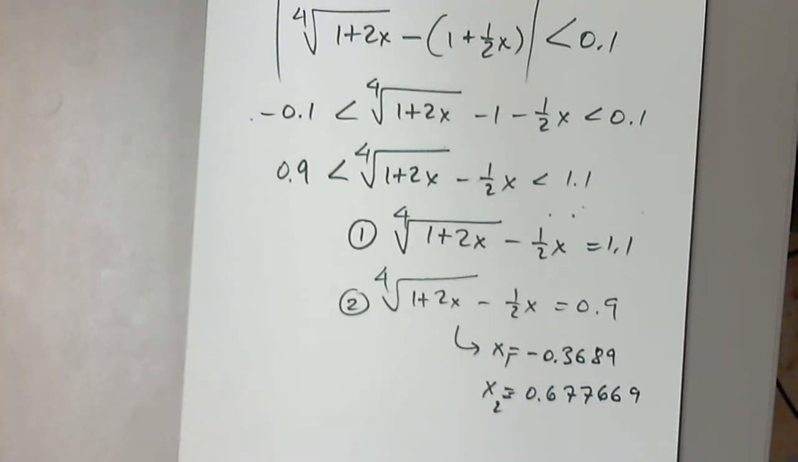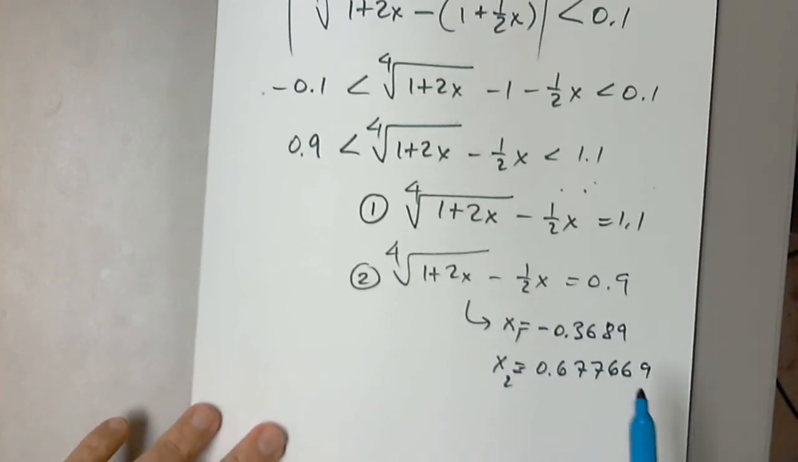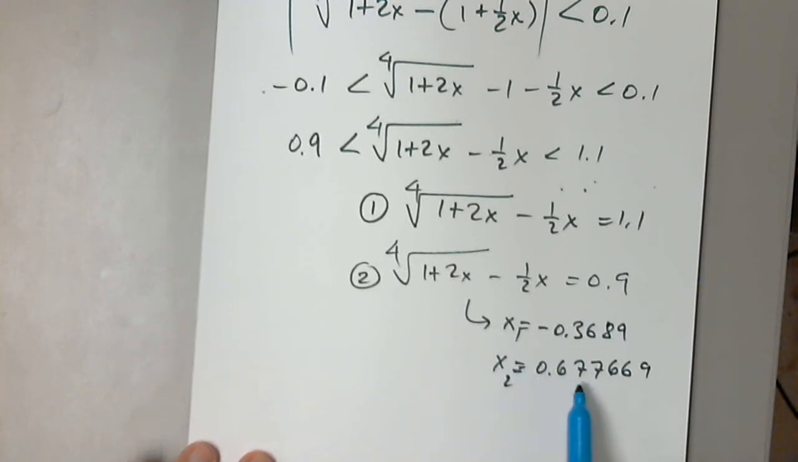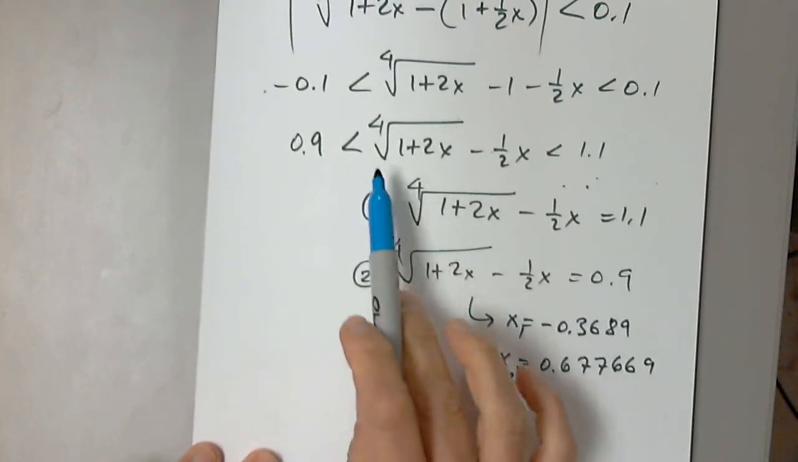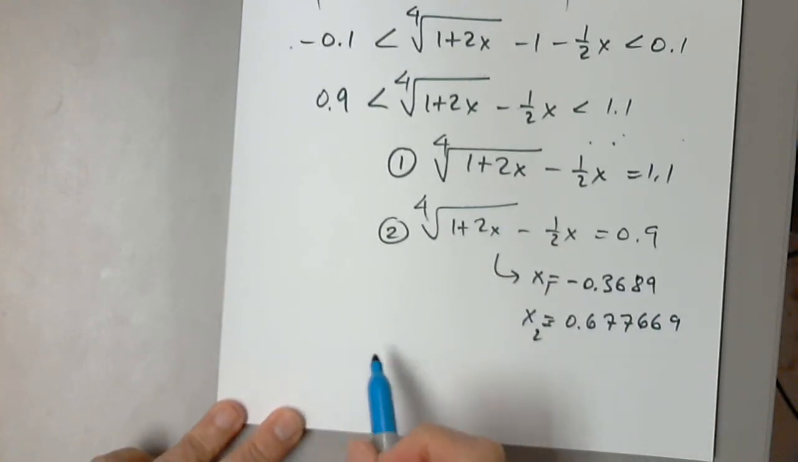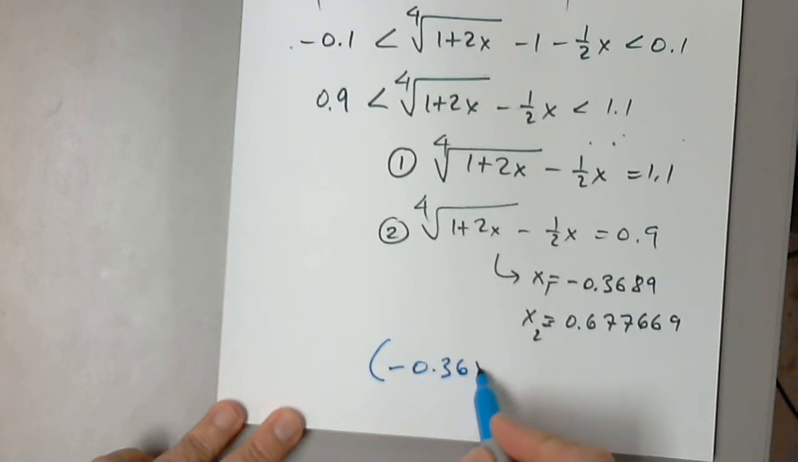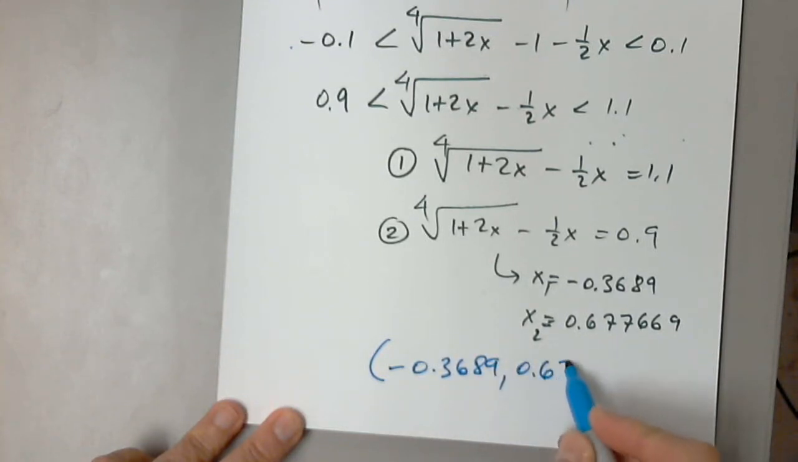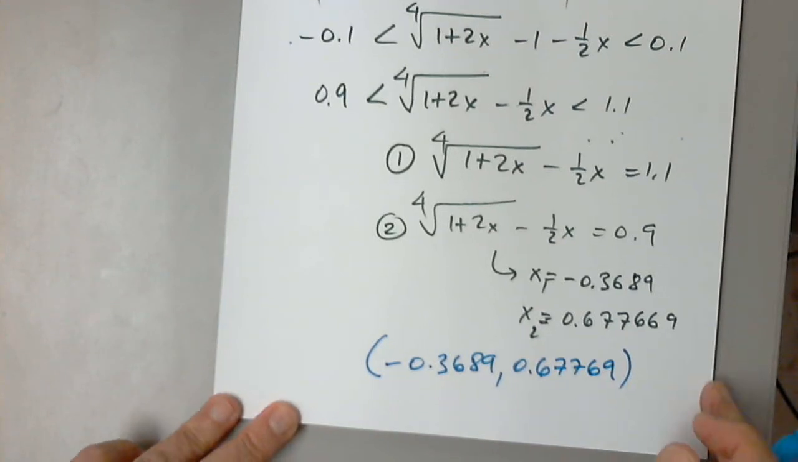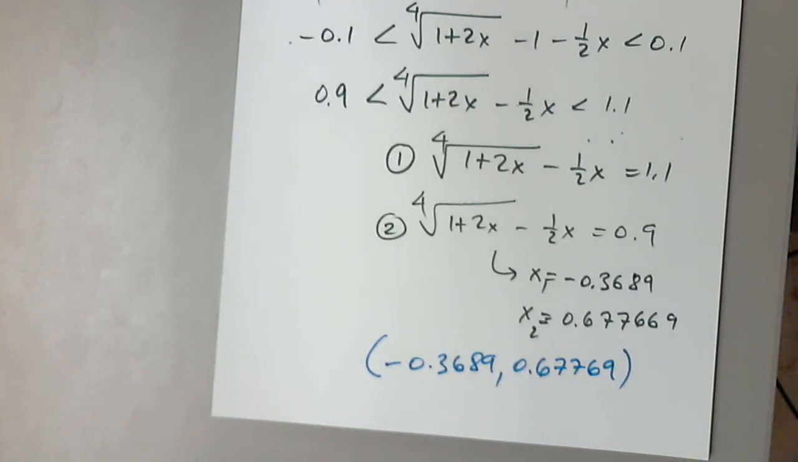So in order to solve this inequality, now we have an interval between negative 0.3689 and 0.67769. So the question was, find x such that the error between the actual and the estimate is less than 0.1.